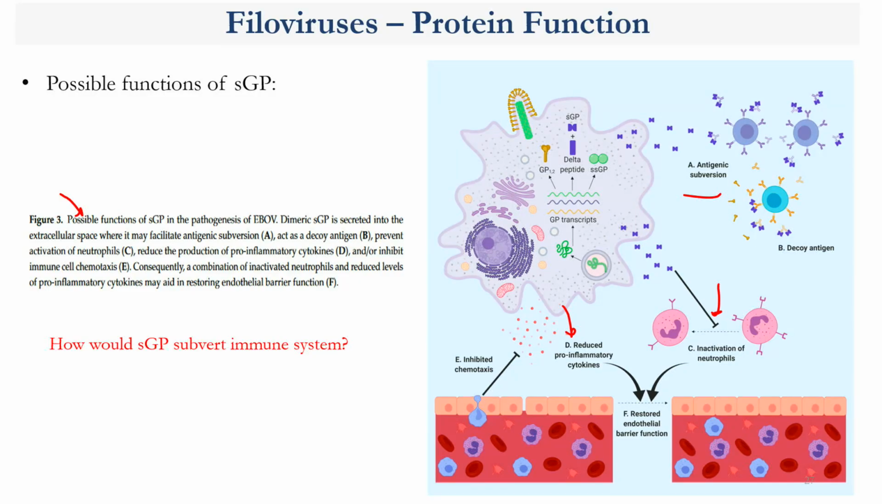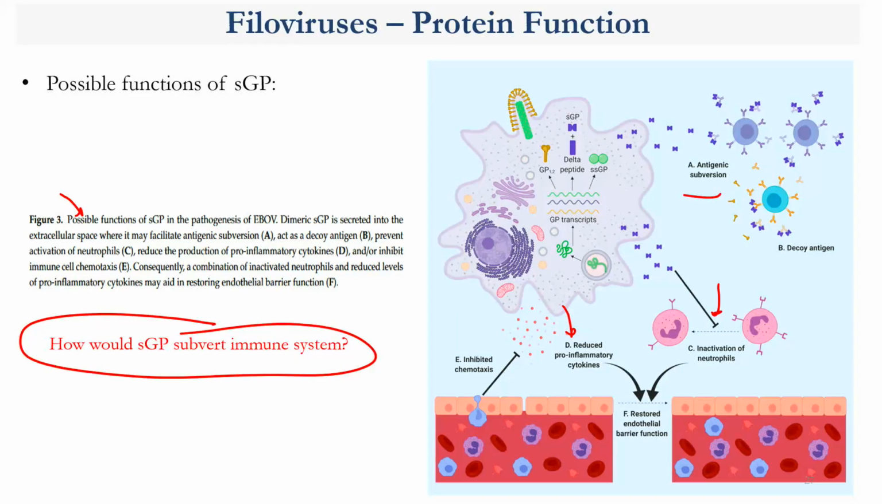How would that help? By reducing pro-inflammatory cytokines. Okay, good. So remember, if it reduces pro-inflammatory cytokines, those cytokines are used to recruit even more immune cells. So you're affecting that process as well. So it's, again, working against the immune system. So this is one of the major questions you should be able to answer. How would this subvert the immune system? Okay?